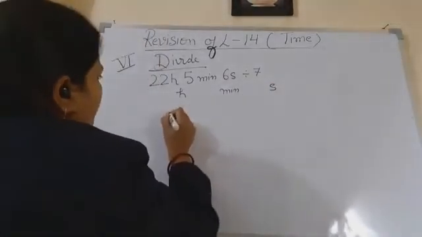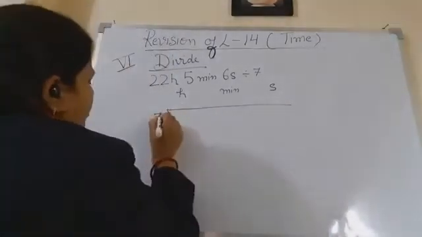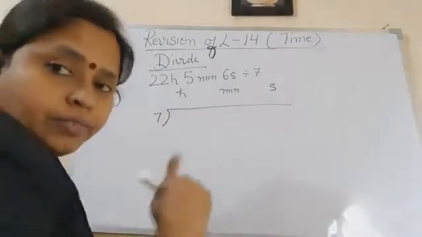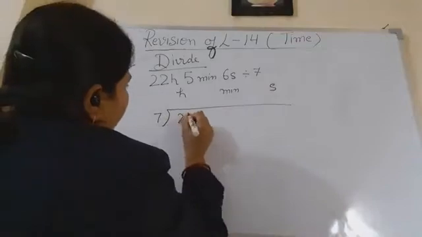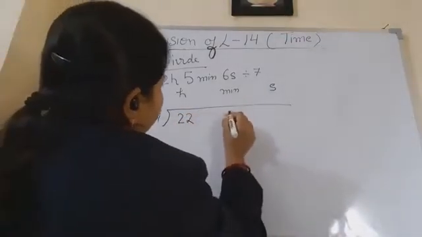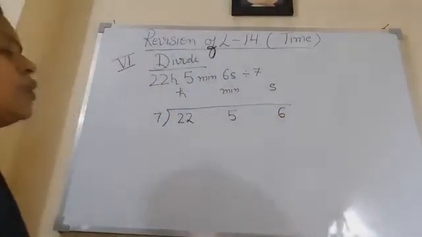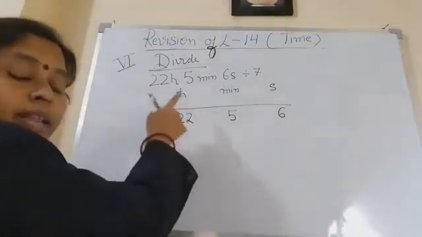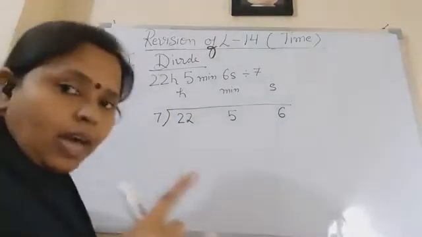And below this we will write the values, and here we will write the divisor, that is the number by which we will divide the time. So under the hour column we will write 22, under the minute column we will write 5, and under the second column we will write 6. First of all we will start the division from the extreme left hand side, that is from the hour column. So first we will divide the hour.